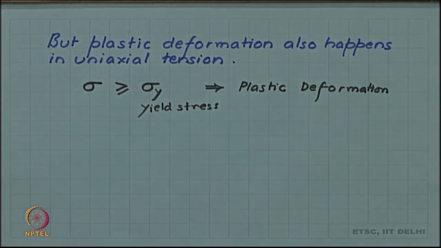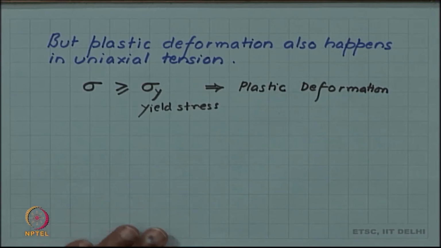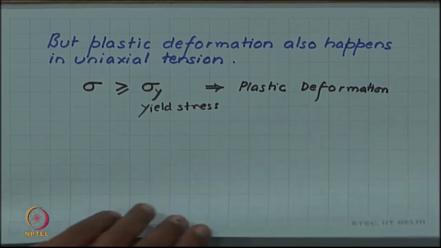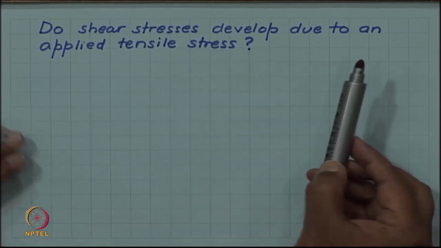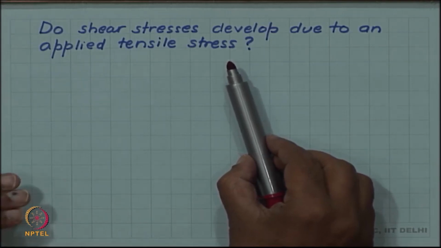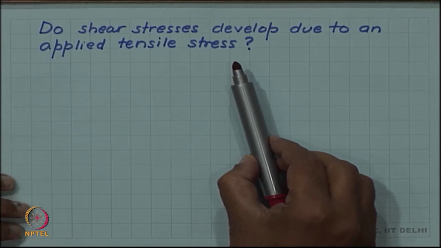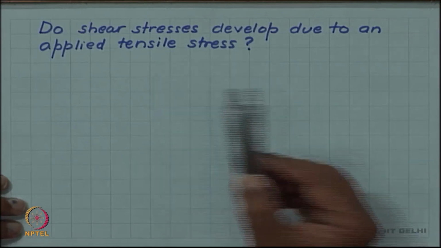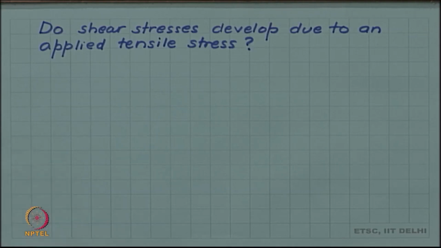But then this suggests that if slip is the mechanism, then this uniaxial tension should be leading to shear stress on the slip plane in the slip direction. We have a question: do shear stresses develop due to an applied tensile stress? Because if slip is the mechanism of plastic deformation and tensile stress is causing the plastic deformation, that tensile stress should be capable of generating shear stress on the slip plane in the slip direction.